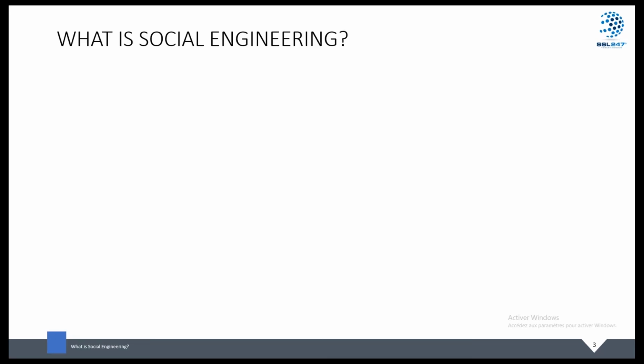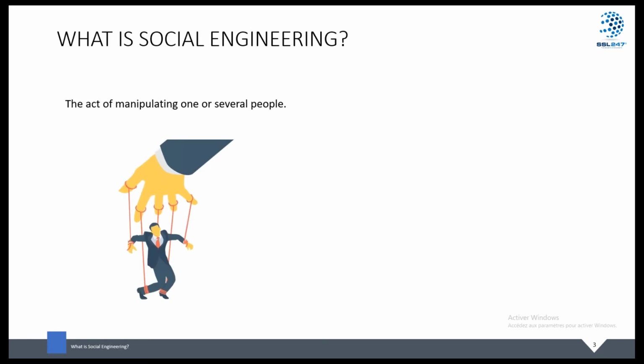So let's start by defining what social engineering is. Social engineering is the act of manipulating people in order to get them to give the attacker sensitive data, or to make them do things for the attacker. For instance, execute a piece of malware on the machine in order to give an attacker internal access to the network. It was popularized by Kevin Mitnick in the 90s.